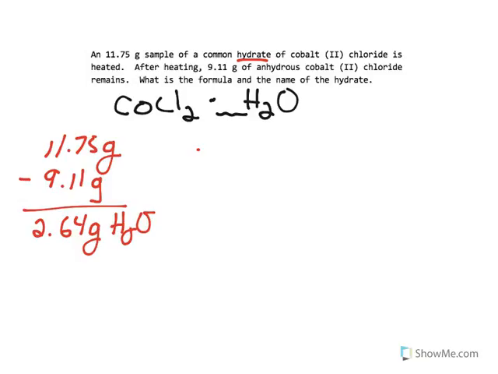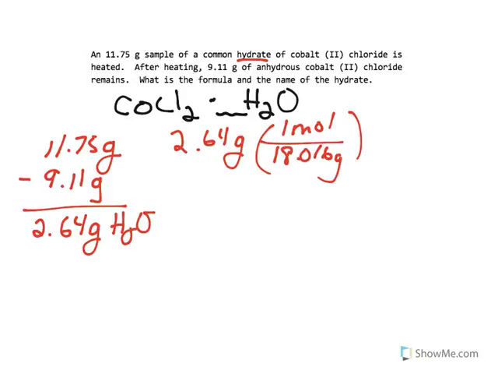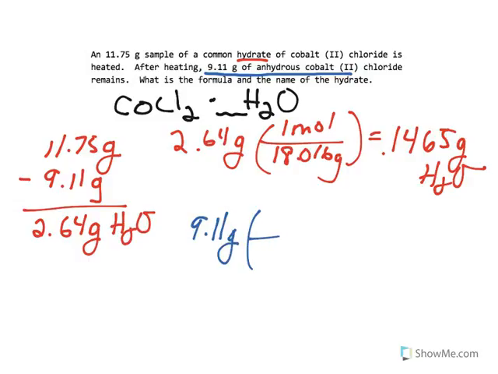If I take that 2.64 grams of water and convert it to moles using the molar mass from the periodic table, I get 0.1465 moles of water. Now I want to compare that to the number of moles of cobalt 2 chloride. I know that this, my anhydrous cobalt 2 chloride, is the grams of that without any water. So 9.11 grams, and convert that to moles. 1 mole is 129.83 grams. Again, I get that number from the periodic table.